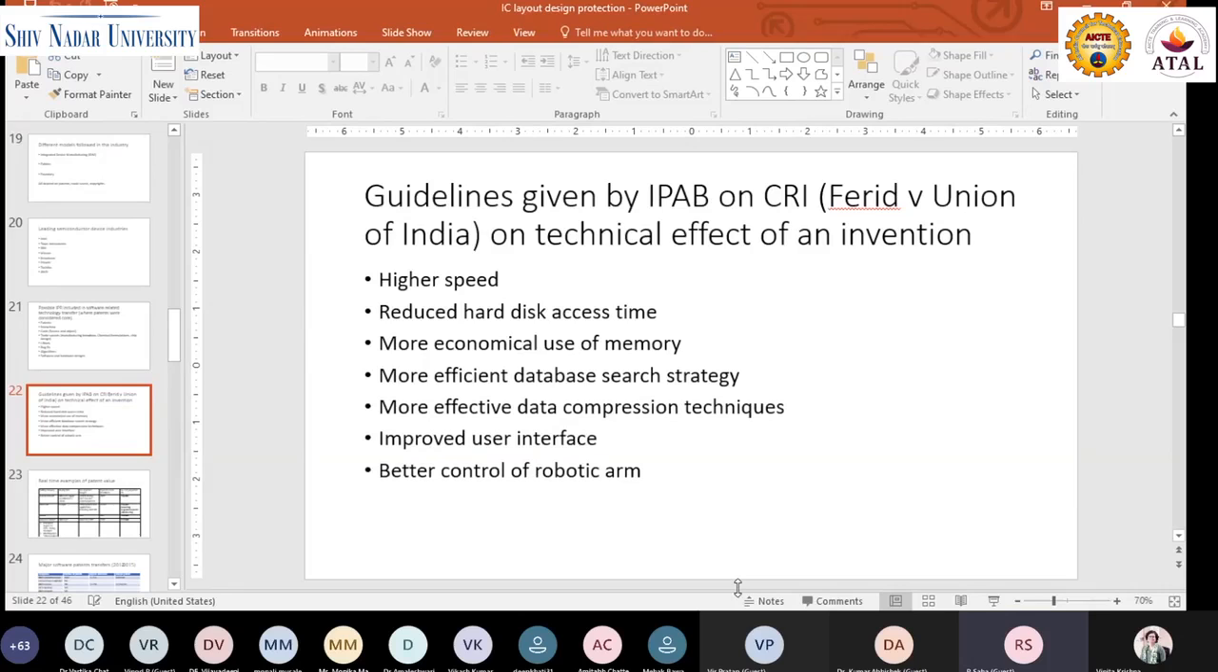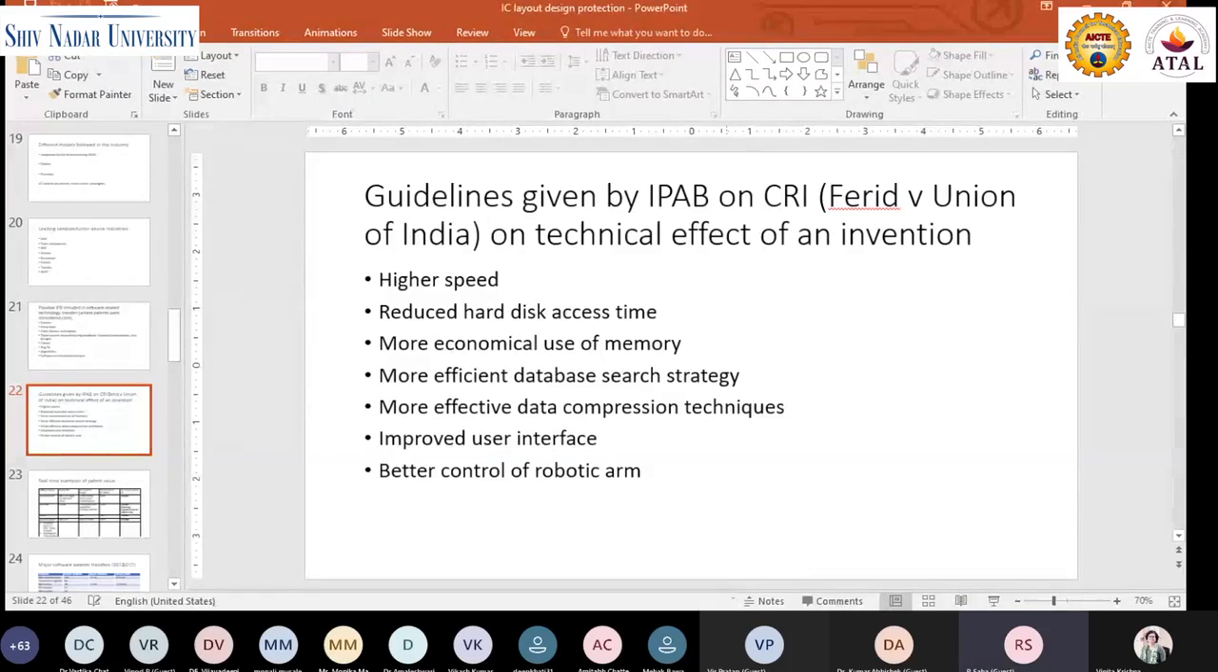Okay, so the parameters would be higher speed. If software leads to a higher speed, let's say, if you put your software in a manufacturing process, reduced hard disk access time, more economical use of memory, more efficient database search strategy, more effective data compression techniques, improved user interface, better control of a robotic arm for that matter. This is a good example to see the relationship between the software and the hardware.